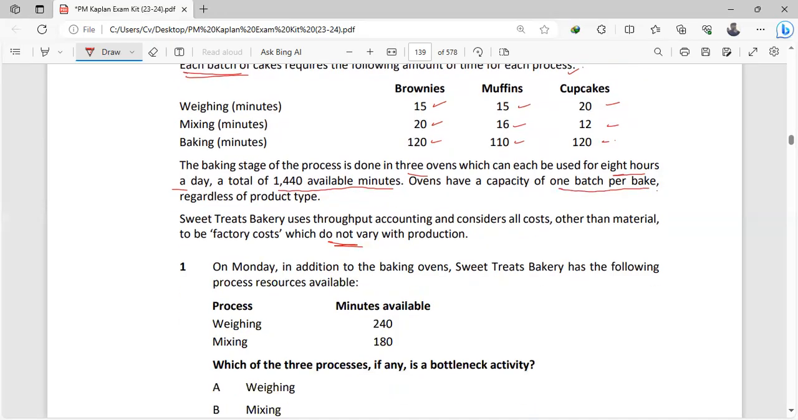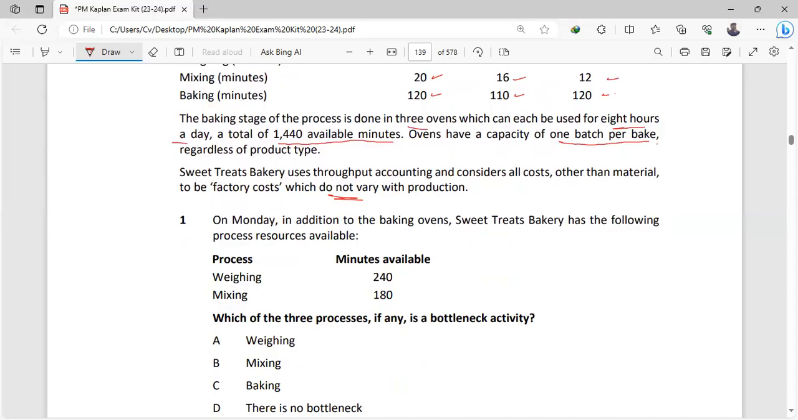On Monday, in addition to the baking oven, Sweet Treats Bakery has the following processes available: weighing 240 minutes and mixing 180 minutes. Which of the three processes, if any, is a bottleneck activity? Bottleneck means constraint. Constraint means limiting factor. So a bottleneck, constraint or limiting factor means there is one of the processes which does not allow us to achieve maximum demand. So first of all, we will determine minutes available for weighing. We have 240 minutes. For mixing, we have 180 minutes, and for baking, 1440 minutes. So these are the minutes which we have right now.